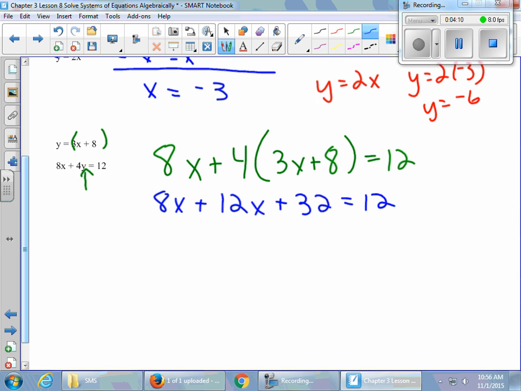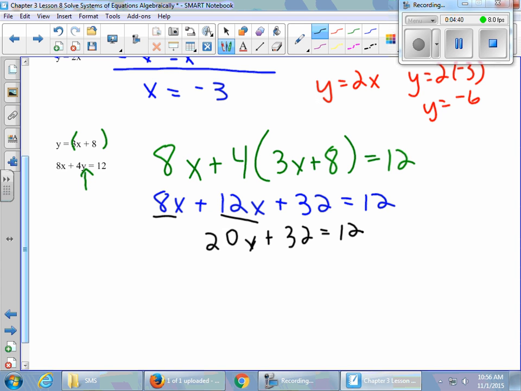Now, before we get anything moving from left to right, we're going to see if we have any combined like terms. We have an 8x and a 12x. We can combine those. The 32 and the 12 we can't because they're on opposite sides of the equal sign. So the only thing we can add together is 8x plus 12x, which gives us 20x plus 32 equals 12.